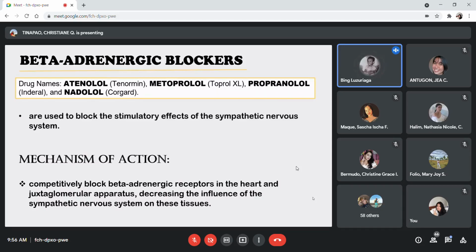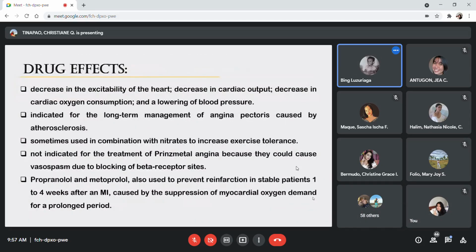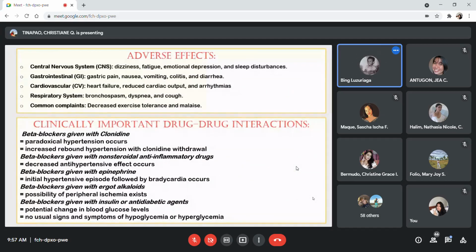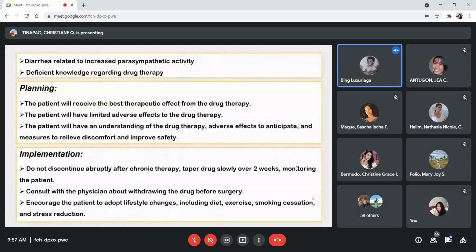Next slide. You already know the beta blockers. We discussed that already in the neurologic drugs. Yes or no? Yes. So, next slide. Okay, you also know the side effects already. So, next slide.